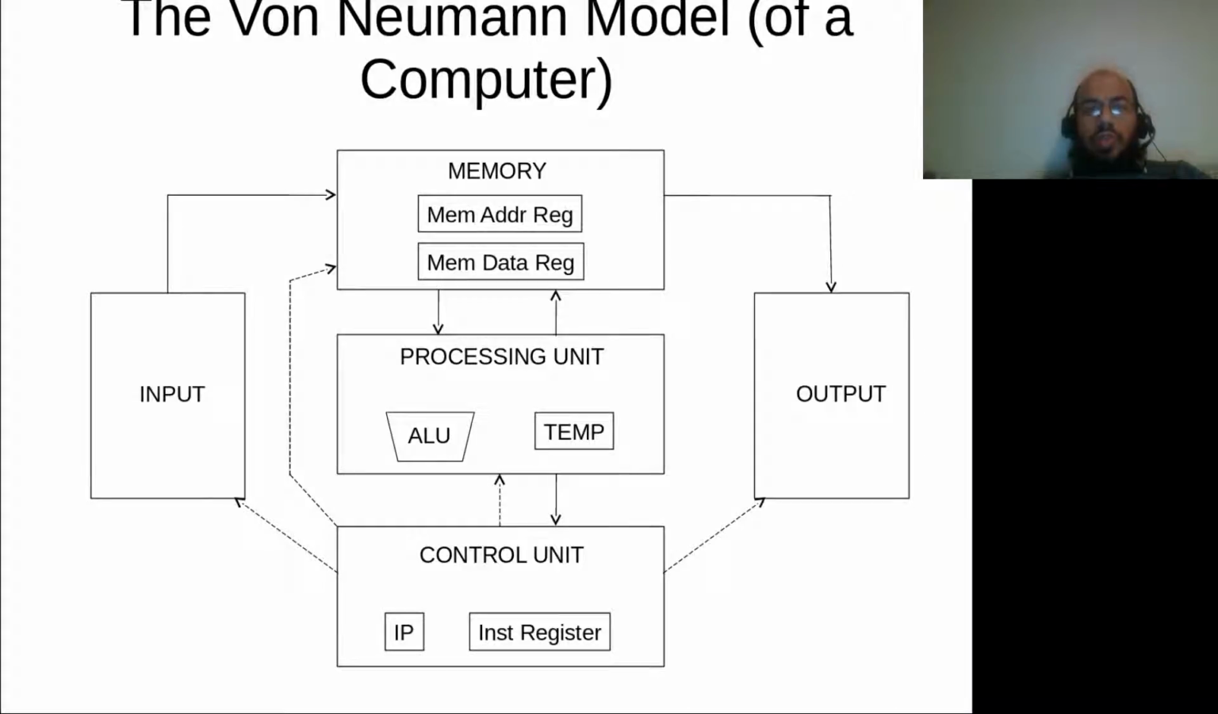So now looking at a machine with the von Neumann architecture, this is what it would look like. You'd have a control unit, processing unit, and a memory unit. Then you have your inputs and your outputs. And the control unit is basically where you point to, okay, this is the number of the instruction that I'm going to use.